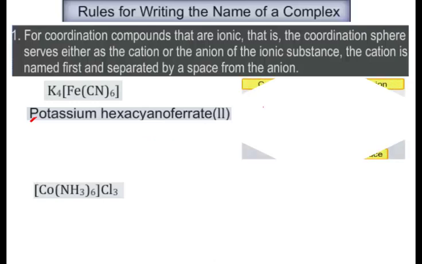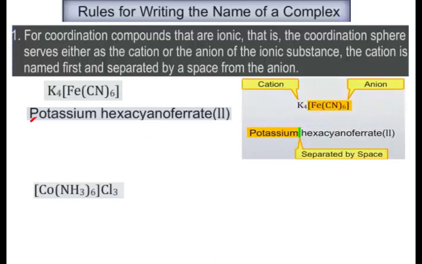Now in this case the cation was potassium and the anion was hexacyanoferrate. After writing potassium we have to leave some space, then hexacyanoferrate. The rest of the part has to be in continuation. Okay, so these are the main rules. First rule.